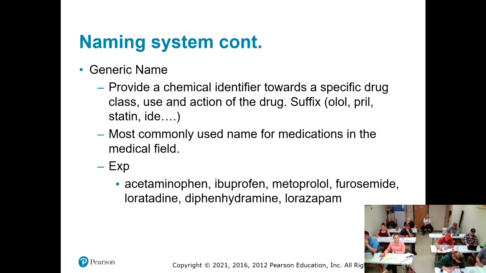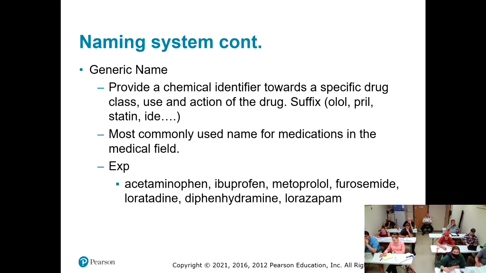Generic name. The generic name is what we use when we're doing our narratives, when we're talking to the patient about a drug. This is the name we use. So if I'm talking to somebody about Benadryl, or I'm writing in my narrative that I gave somebody Benadryl, I'm not saying Benadryl. I'm saying diphenhydramine. Okay? So the generic name uses a chemical identifier towards a specific drug class. So that's either in the suffix or the prefix of the drug. Okay? So the beginning of the drug name or the end of the drug name. It's the most commonly used name for medications in the medical field. So when we're talking medications that we're giving, we're using generic names. Okay?